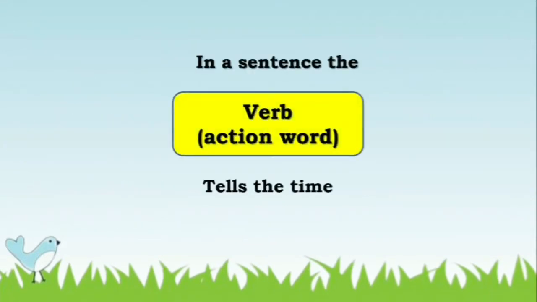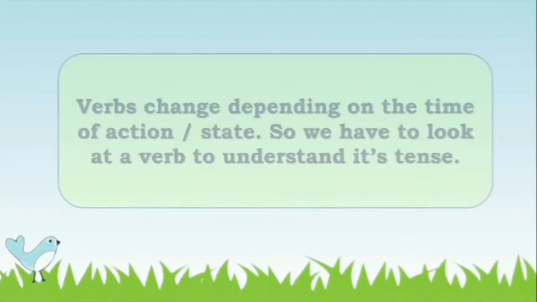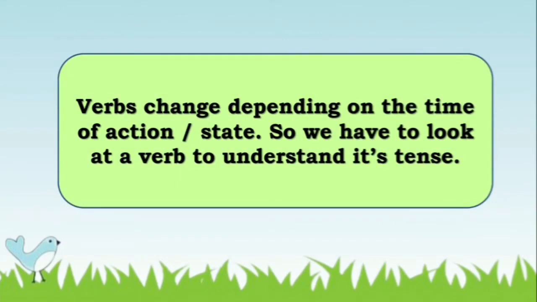Children, in a sentence, it is the verb which tells the time. Take a sentence, look at the verb or the action word. You get to know the time of action. It tells us whether it has already happened or whether it is happening now or whether it will happen in future. So children, tense is about time and verbs change depending on the time of action. So we have to look at a verb to understand its tense. Let us learn some more about tenses.